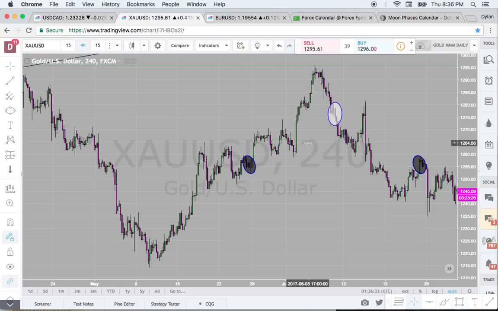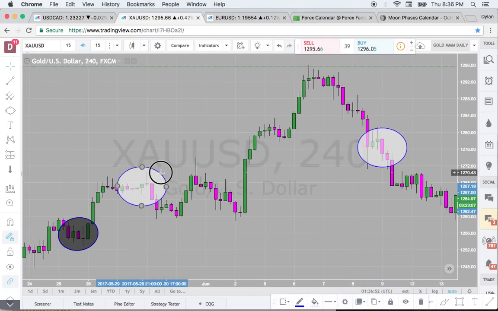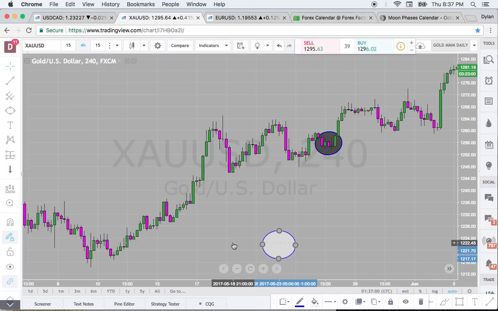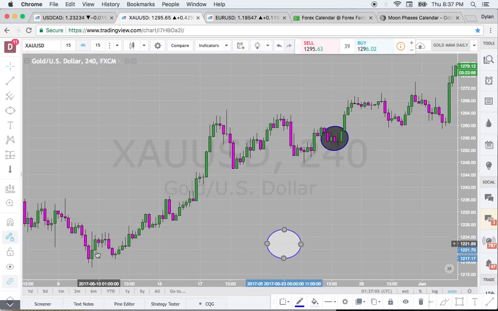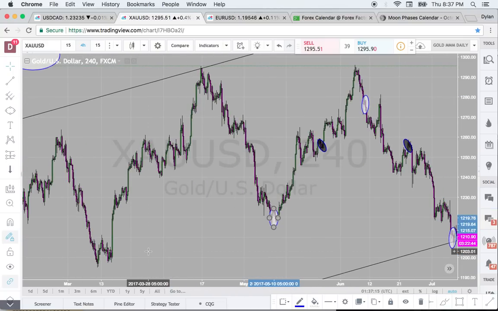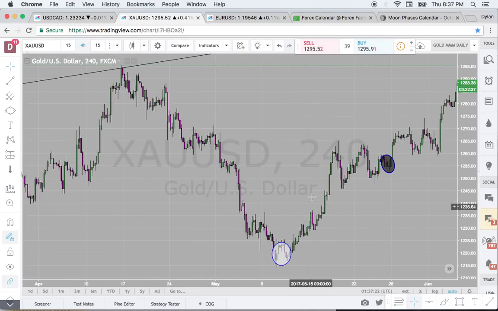The next cycle is May 10th. Full moon, May 10th. A full moon in Scorpio. May 10, right here. May 10. Lines up perfectly with this W formation, double bottom. Perfect correlation right here. But who knows? It might be a coincidence or something. We'll keep going.